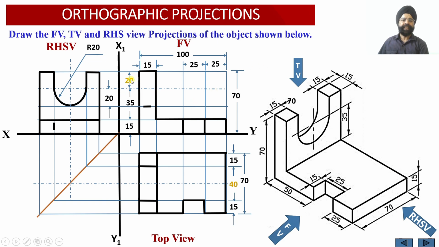And finally, these redundant dimensions or the extra dimensions which we had shown initially just to improve the visualization of the construction of the orthographic projection, now these extra dimensions or the redundant dimensions, they have been removed. So this is the final orthographic projections of the solid, right?